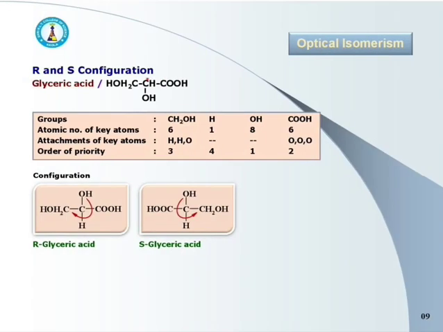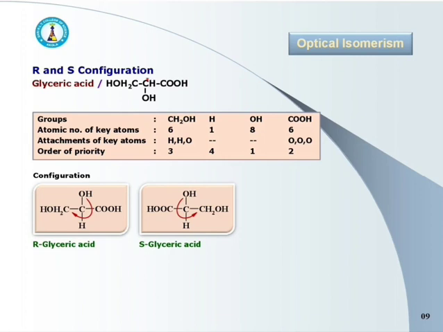Next example, glyceric acid. It has molecular formula CH2OH, CHOH, COOH. Groups are CH2OH, hydrogen, OH, and COOH. Key atoms: carbon, hydrogen, oxygen, and carbon. Atomic numbers of key atoms: 6, 1, 8 and 6.